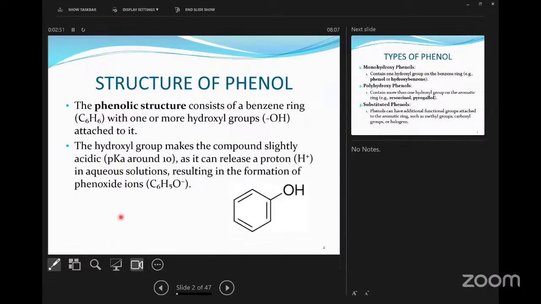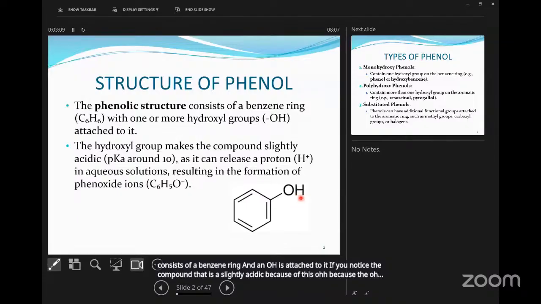So let's look at this. So this is the structure of phenol. Like I said, it consists of a benzene ring and an OH is attached to it. Phenol is a compound that is slightly acidic because of this OH, because the OH is carrying a proton. So it can lose that proton.